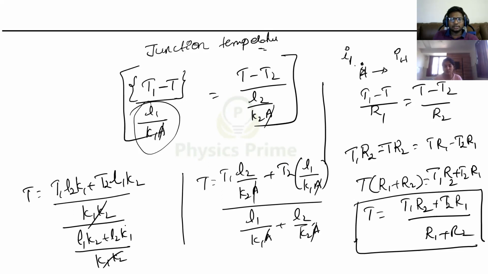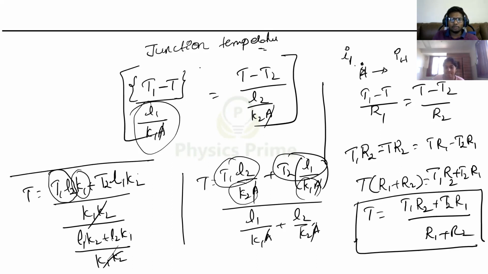Are you able to understand? No? LCM I have taken, right? K1 K2 LCM taken. So I multiplied this term with K1, so T1 L2 into K1, and I multiplied this term with K2, that means T2 L1 into K2, divided by L1 K2. R we wrote like L1 upon K1A, so that's what I did. So again L1 K2 plus L2 K1 by K1 K2. K1 K2 gets cancelled.